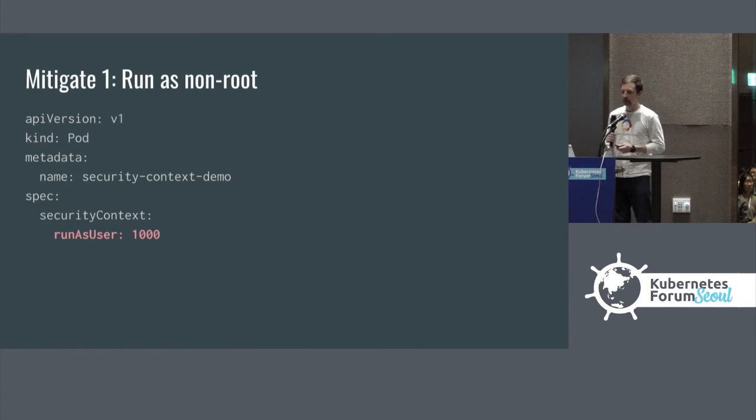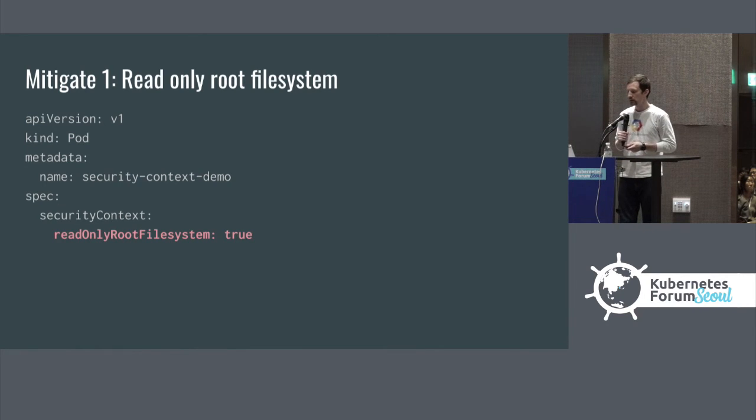So the first kind of low-hanging fruit is to run your applications as a user inside the container. Another good practice is to make your root file system read-only for your application. Sometimes applications require you to write some data to disk or to the file system. So you can either create a temporary directory or an external volume that you can allow the container to write to. But the root file system itself, you can make that read-only.